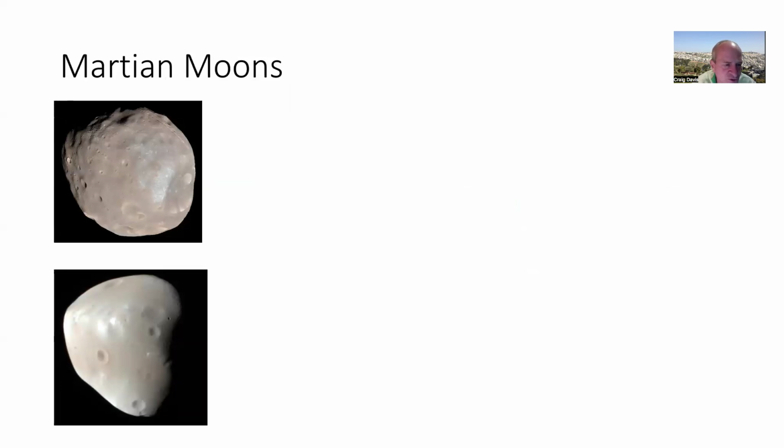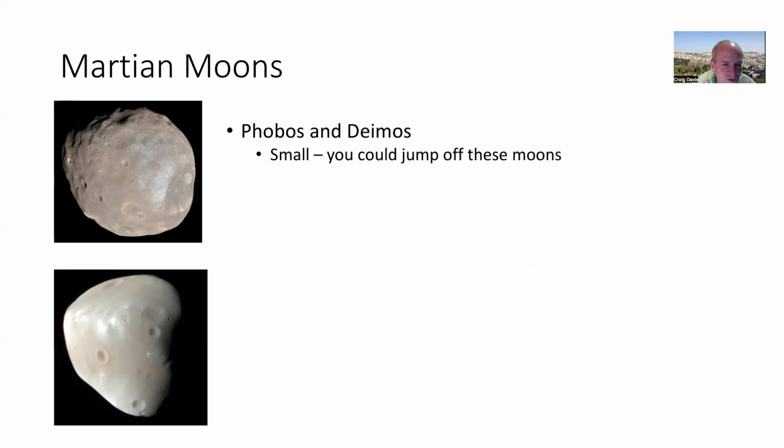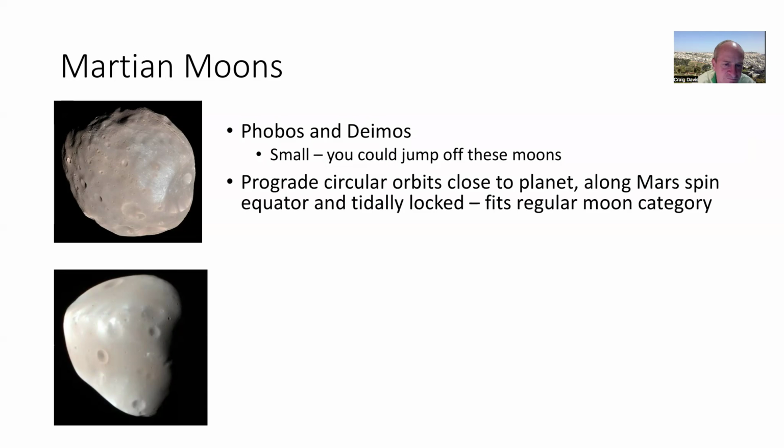Here's a picture of Phobos and Deimos, the two Martian moons. They are very small. They're so small that the gravity is very small, and you could actually jump off those moons if you jumped hard. And you can also tell that they're not exactly round. That's also another feature. The gravity isn't great enough to pull them into a round shape.